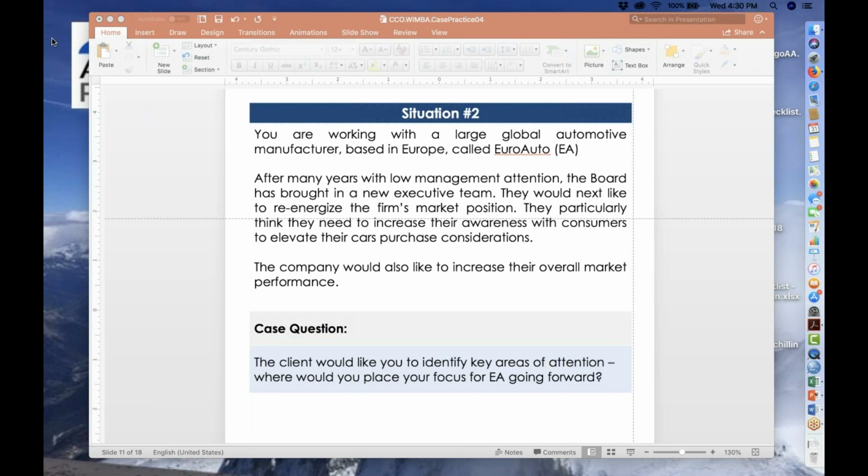So for our purposes, what the client would like you to do is to identify the key areas of attention that would help them improve awareness in the minds of consumers, and where would you place your focus for EA going forward? All right, so I'm going to give you guys, again, about 4 minutes to work on that, and then we will discuss. Please go ahead.